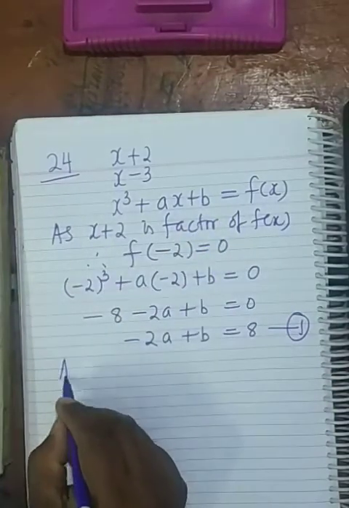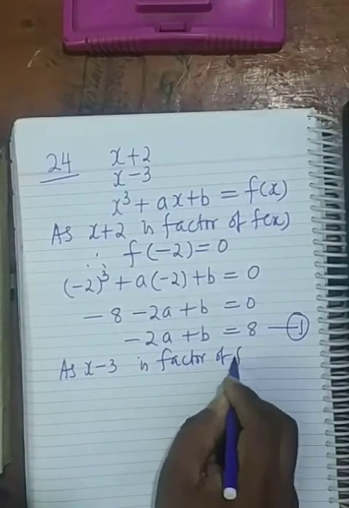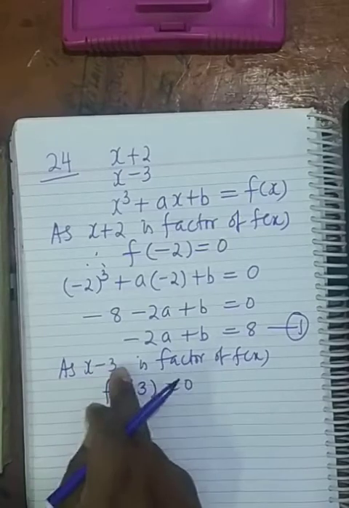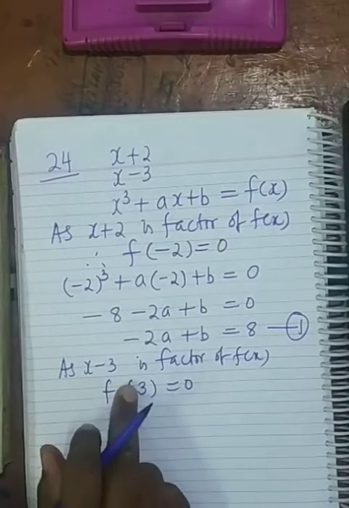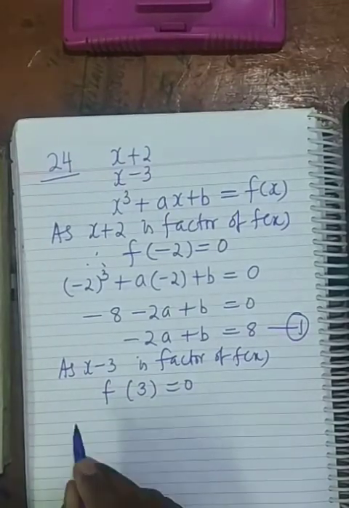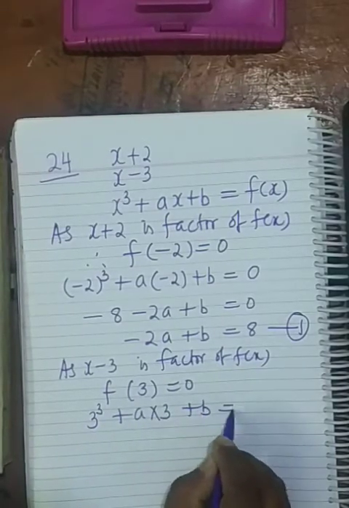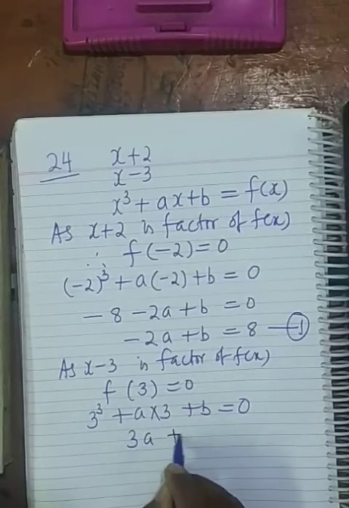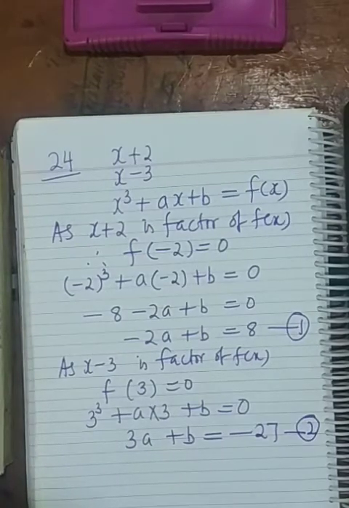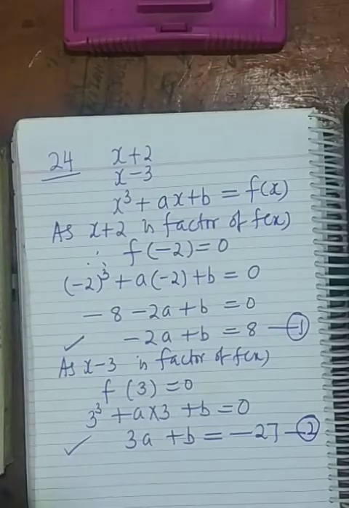Similarly, as x minus 3 is factor of f(x), f(3) will be 0, because when you substitute x minus 3 equals 0, x comes out equal to 3. So f(3) will be 0. From factor theorem it will be 0. So 3 cube plus a into 3 plus b equals 0. So 3a plus b, when you simplify, it will be minus 27. This is equation 2. Then you have to solve these two equations. When you solve these equations, you will get the values of a and b.